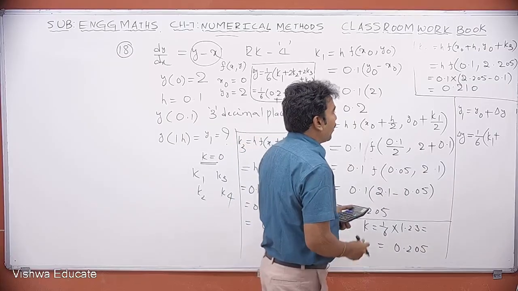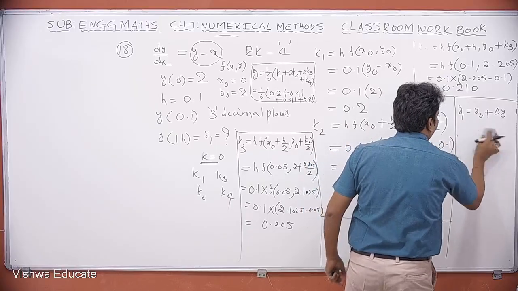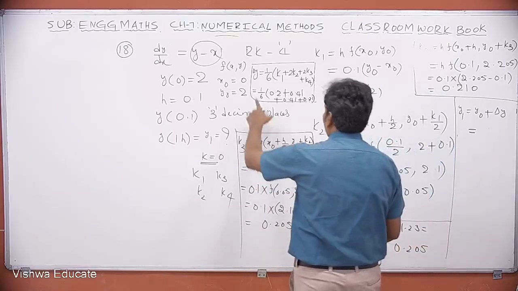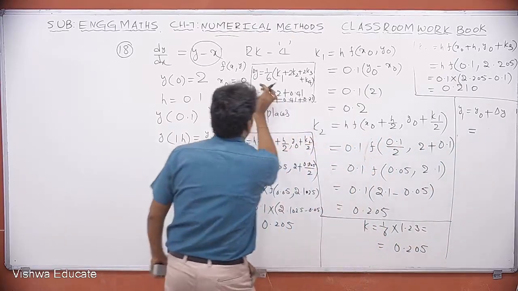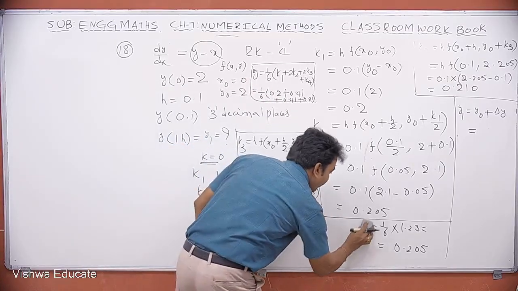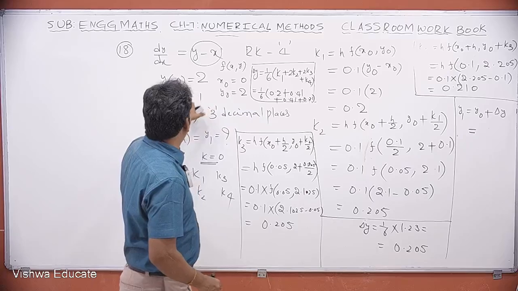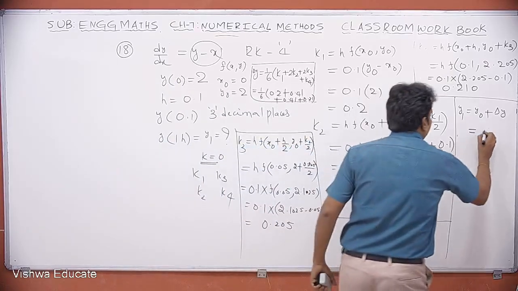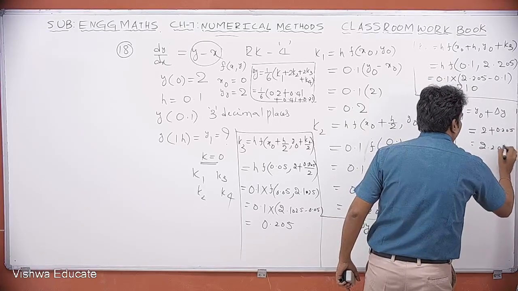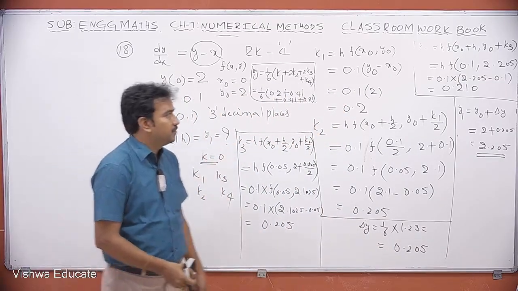So therefore, the final value of y1 is y naught plus delta y. This delta y we can call it as k, but don't compare this k with index k values. If you have any confusion, you can write directly delta y only. So y naught value is 2, so 2 plus 0.205 is 2.205. Therefore this is the value of y at the end of the first iteration.